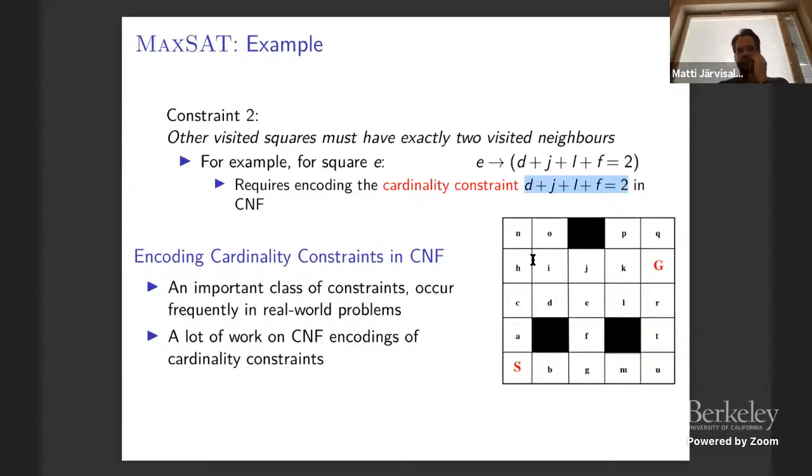But the good thing is that, without going into more detail, cardinality constraints pop up all over the place in the real world. So the SAT community has developed quite efficient and compact encodings for such things. So we know that this can be done, and these are just hard clauses. So it's just a SAT encoding, with the addition of the unit soft clauses that penalize visiting the individual grid cells or squares. And that's our MaxSAT encoding.